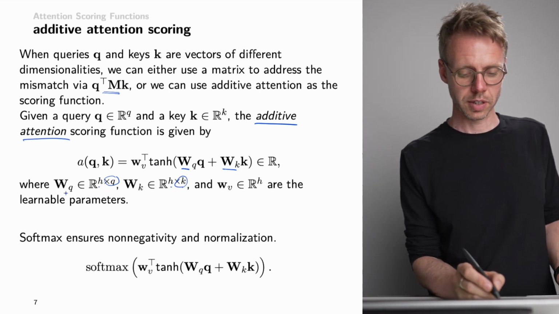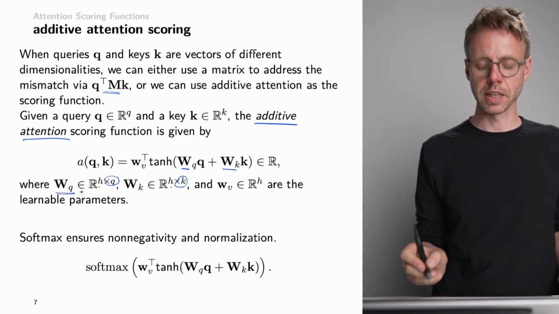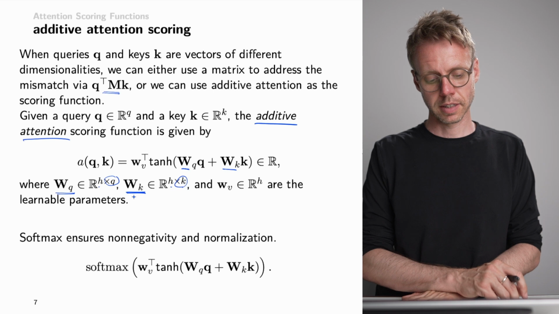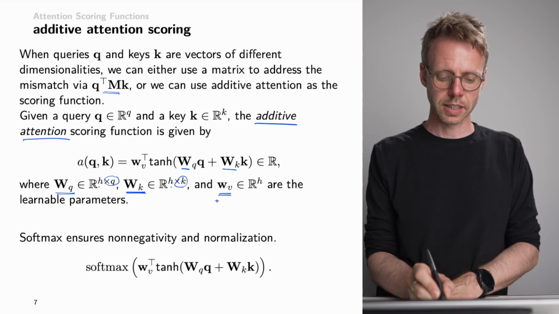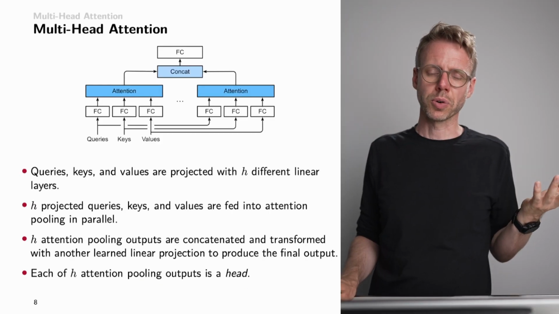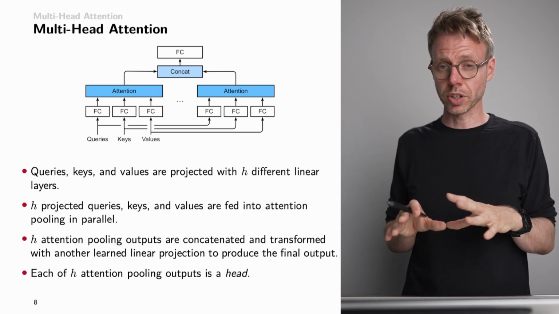Now here we have introduced several learnable parameters, namely the entries of this matrix Q, the entries of the matrix WK, and of course the entries of this vector WV that weighs in the h different dimensions of the output. Now this little a is our additive attention scoring function, and if we want to make those non-negative and normalized, then we can apply the softmax element-wise to this whole vector. Now we know how to compute different scoring functions.